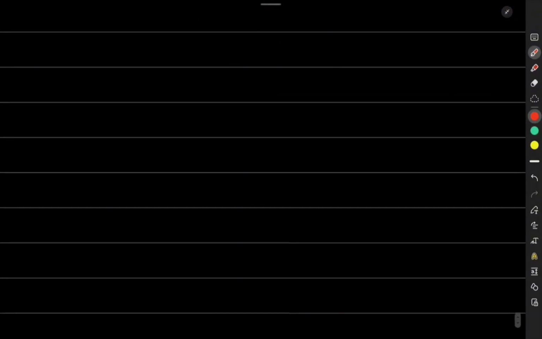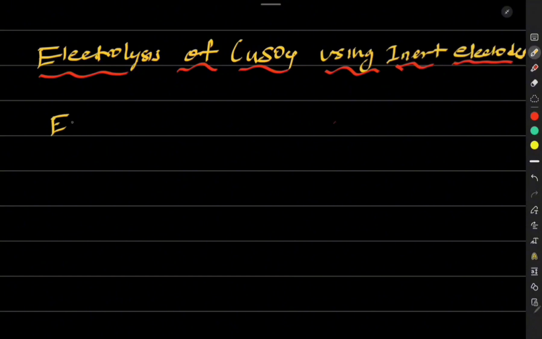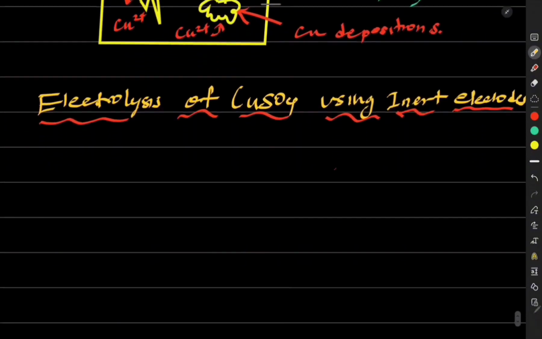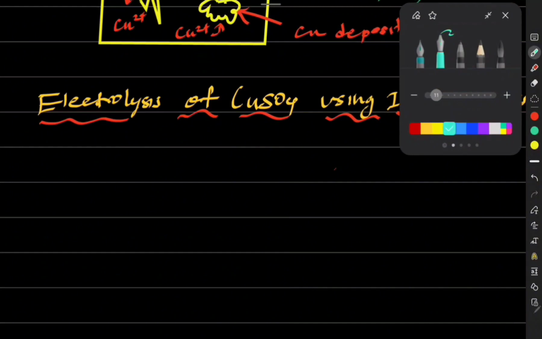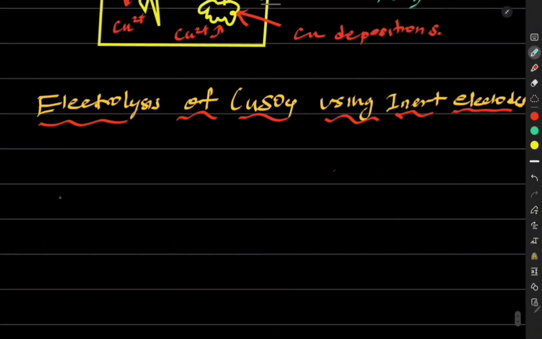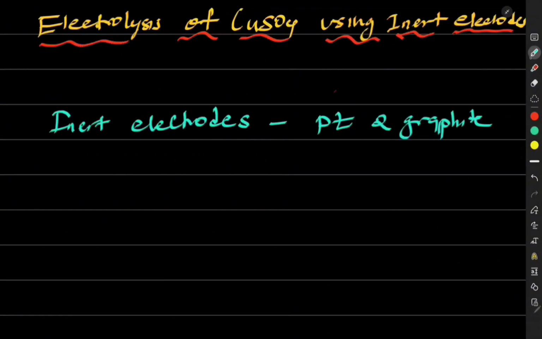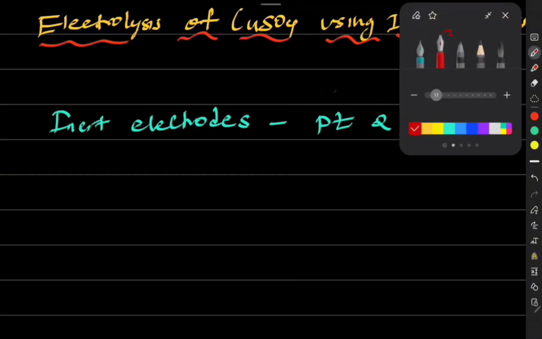Okay, the next part is electrolysis of copper sulfate using inert electrodes. In this case, we use inert electrodes, for example platinum and graphite. Now let's look at the reactions at the anode and at the cathode.